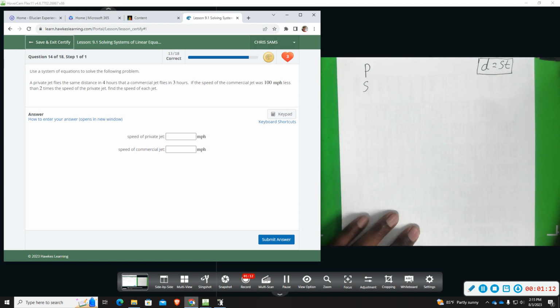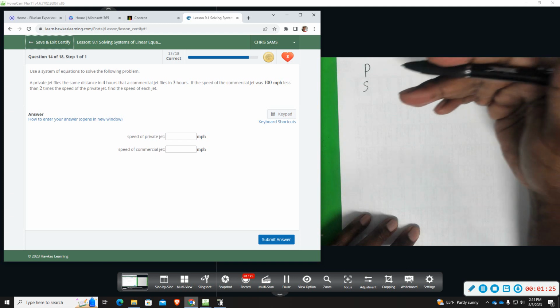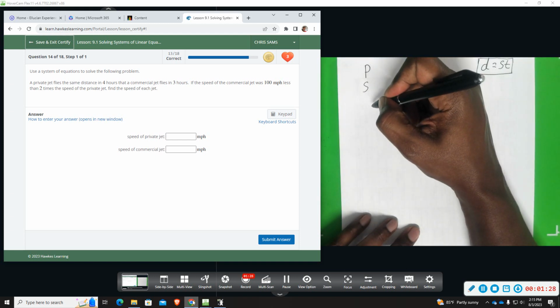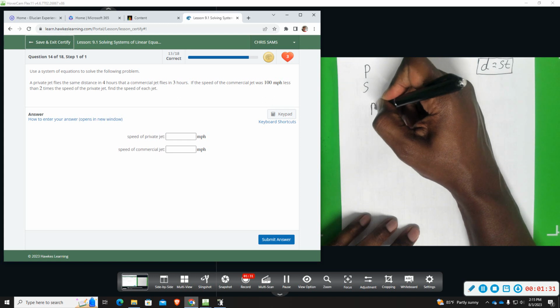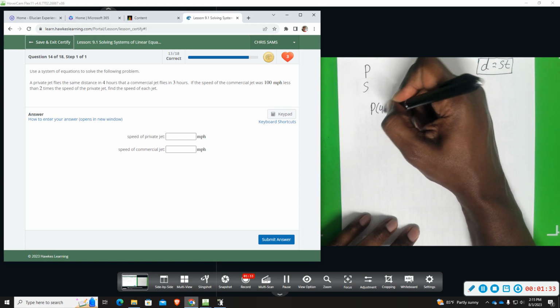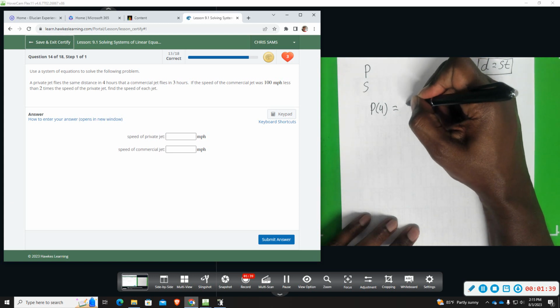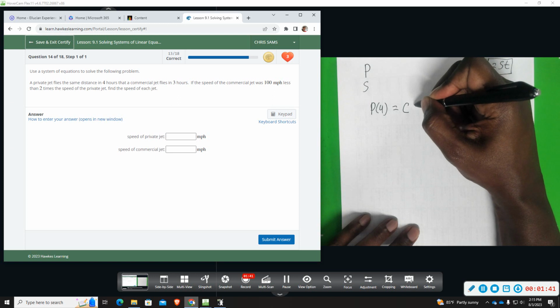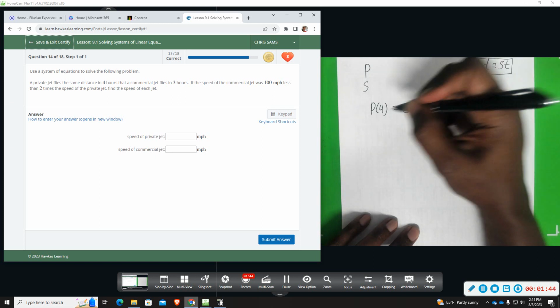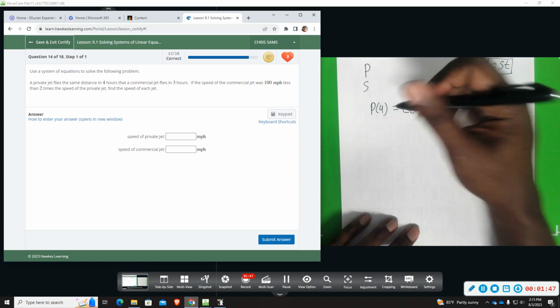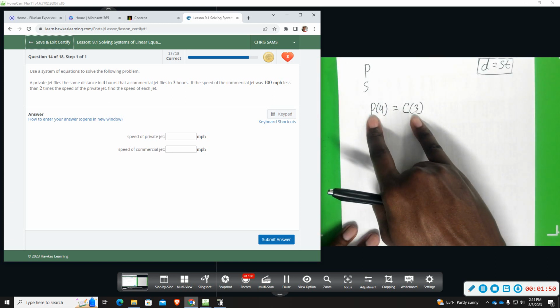So what we know is that a private jet goes the same distance in 4 hours that a commercial jet goes in 3 hours. Okay, so I don't know those two speeds yet, but I do know the distance is the same. So I know the private plane speed times 4 hours is equal to the commercial jet speed times 3 hours. The distance is the same. So speed times time equals distance, speed times time. So both of those are the same. That's one equation we need.